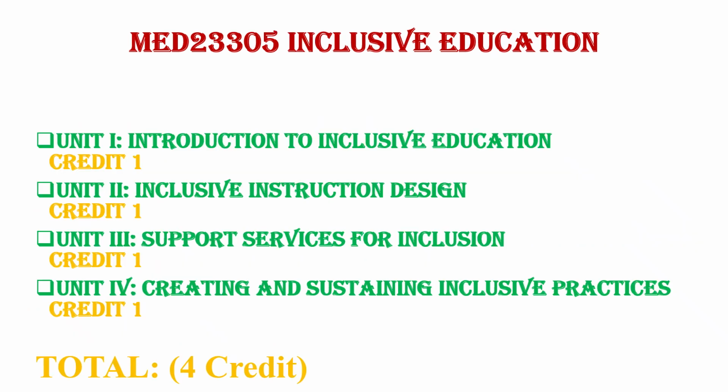This entire course is divided into 4 units, and each unit carries 1 credit. Unit 1 is Introduction to Inclusive Education. Unit 2 includes Inclusive Instruction Designs. Unit 3 includes Support Services for Inclusion. And number 4 is Creating and Sustaining Inclusive Practices. So these are the 4 units, and 1 plus 1 plus 1 plus 1 means 4 credits.